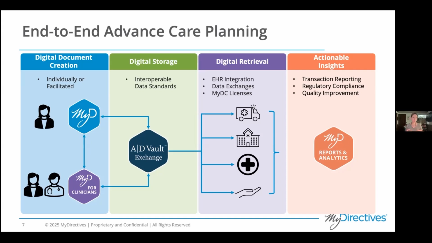Because not only are those documents being created and shared between each other, they're also being stored in the AD Vault Exchange. Right now, that exchange is tethered to several state HIEs. For several states, we are the repository for that HIE. It's also tethered to the national data exchanges. And from one national data exchange alone, we are being queried to the AD Vault Exchange for ACP documents over 1 million times a week.